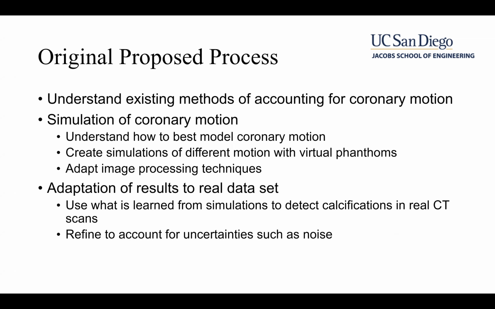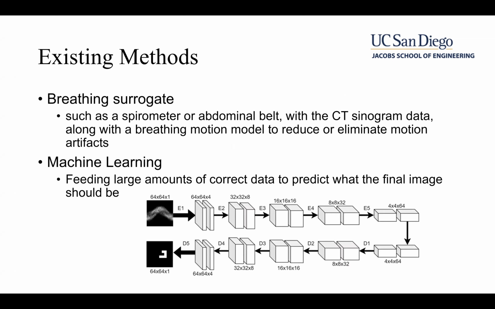And as a reminder, my original process was to understand the existing methods to simulate coronary motion and try to adapt it. I will say right now that I was not really able to adapt it to more complex data sets, and I'll explain why that is later on. So existing methods, as mentioned before, are primarily made up of two methods: either breathing surrogates, which is a physically connected sensor to the patient that can be used along with the CT sinogram data to reduce or eliminate motion artifacts, or machine learning, which is to feed large amounts of correct data, which is clear images, to try and predict what the final images should be.